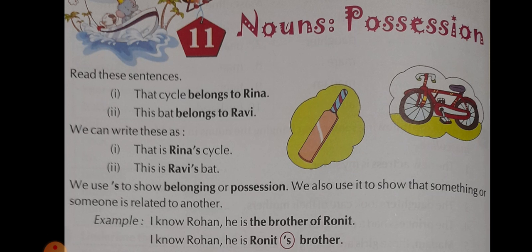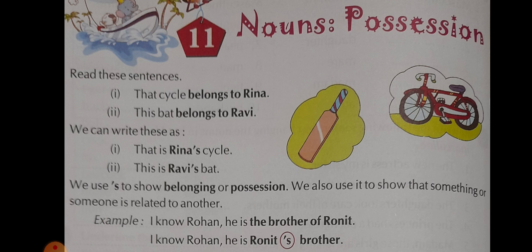What is apostrophe S? A comma before the S. It is called apostrophe S and we use it to show belonging or possession, meaning something belongs to someone or something is with someone. We also use it to show that something or someone is related to another. It also shows relation.